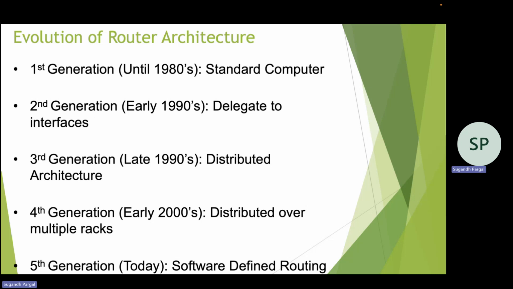Then the fourth generation, in the early 2000s, was distributed over multiple racks. That means there are multiple racks and each rack contains a certain number of routers, and they have a common router architecture. Finally, we have the fifth generation, that is today, which is software defined routing. We will further discuss in this lecture what software defined routing is and the motivation behind introducing software defined routing.